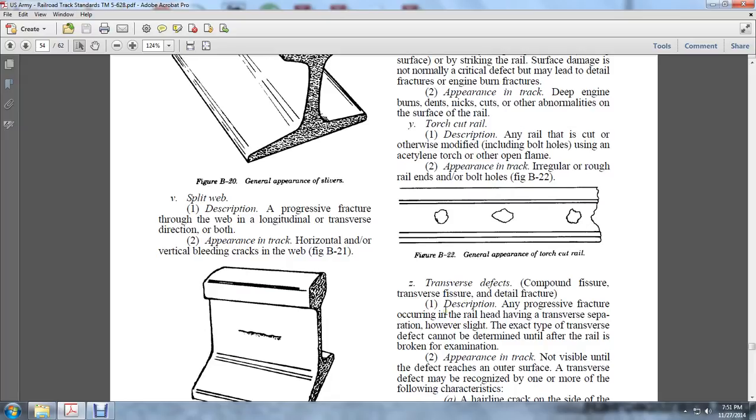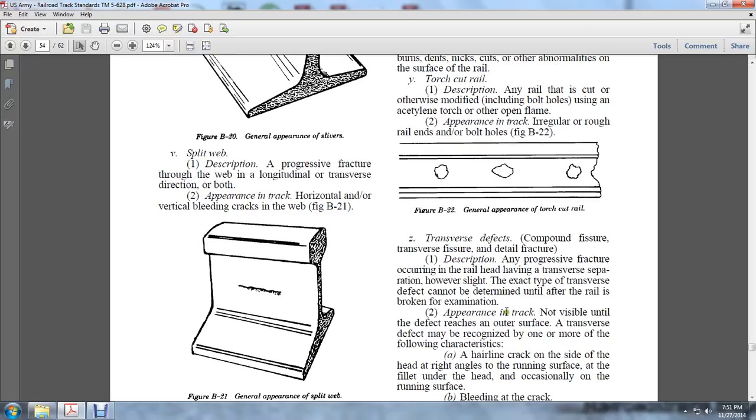Description of a transverse defect: any progressive fracture occurring in the railhead having a transverse separation. However, the exact type of the transverse defect cannot be directly determined until the rail is broken for examination. Appearance in the track: not visible until the defect reaches the outer surface.